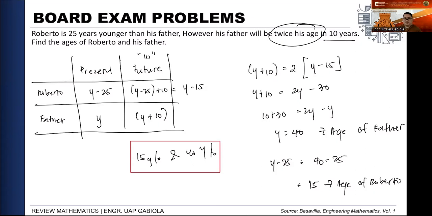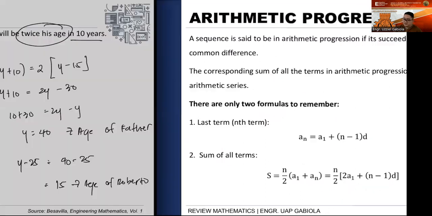Okay? So, again, this is one of the most common problems sa word problem, age problem. So, to simplify yung solution, you may use table to represent yung present, future, and past na ages ng mga involved na unknowns. Okay? After the age problem, I think we will proceed on progressions.